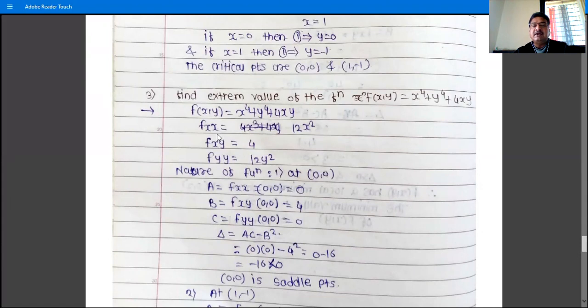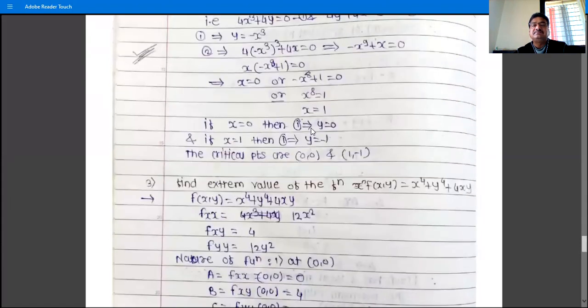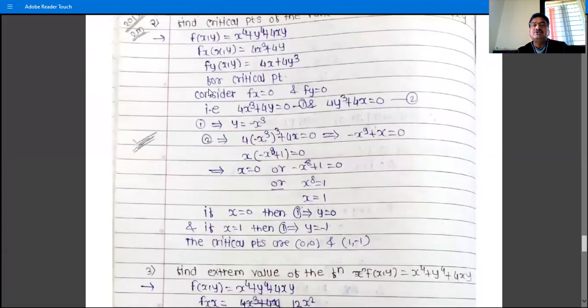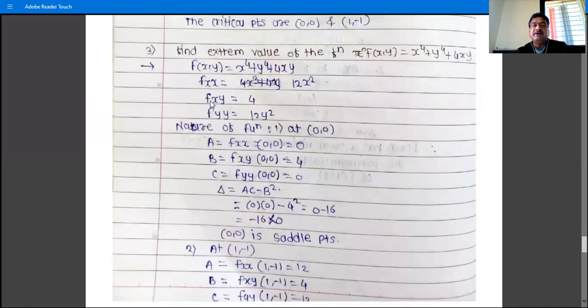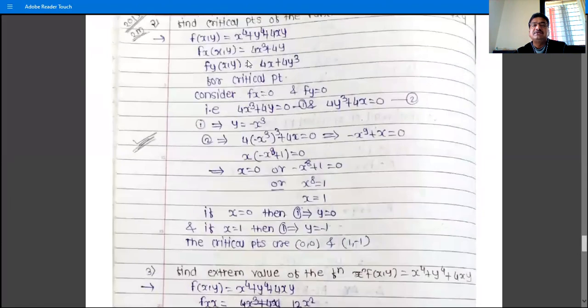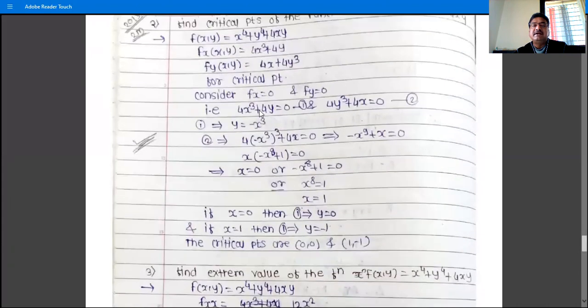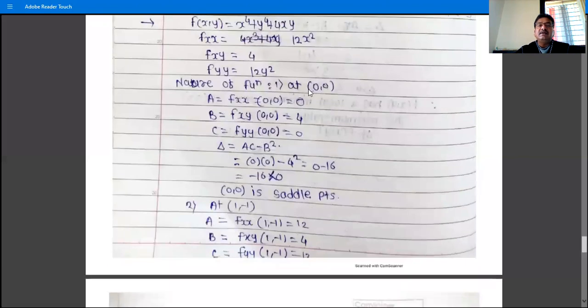And then find second order partial derivatives. This is 12x square, fxx, that is the derivative of this, 4y is 0 with respect to x. Then fxy means what? Derivative of fx with respect to y. Fx with respect to y is 4. And then fyy means the derivative of fy with respect to y. Derivative of 4x is 0. This is 12y square.